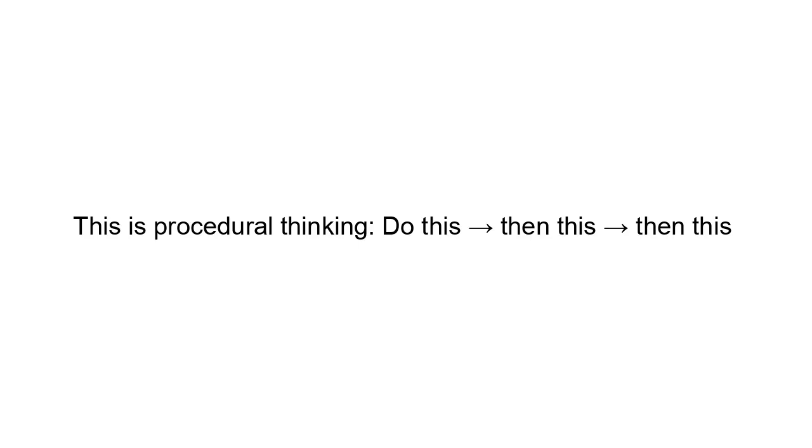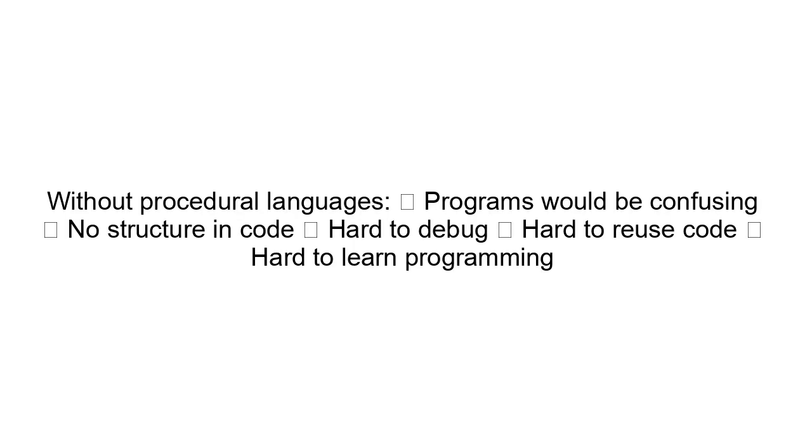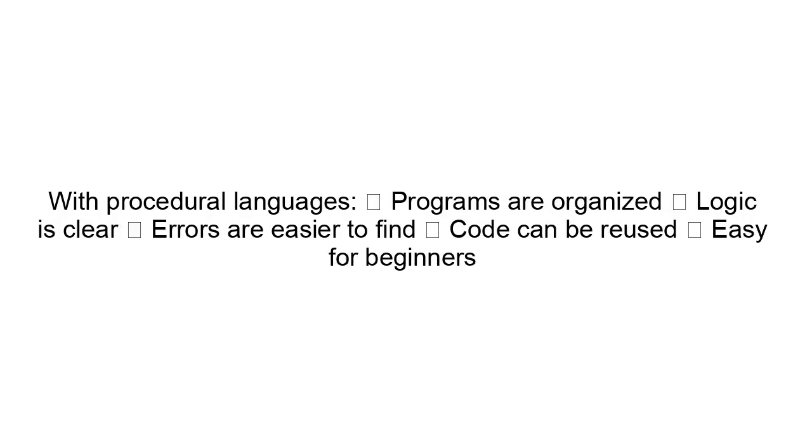Why it matters. Without procedural languages, cross-mark programs would be confusing. Cross-mark no structure in code. Cross-mark hard to debug. Cross-mark hard to reuse code. Cross-mark hard to learn programming. With procedural languages, checkmark programs are organized. Checkmark logic is clear. Checkmark errors are easier to find. Checkmark code can be reused. Checkmark easy for beginners.